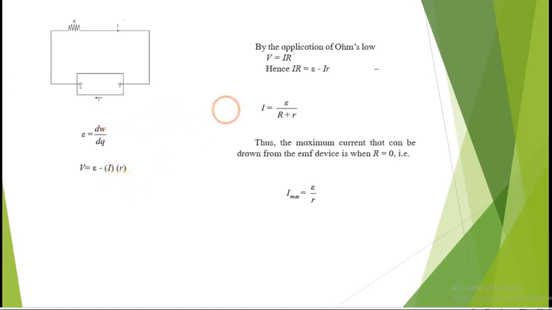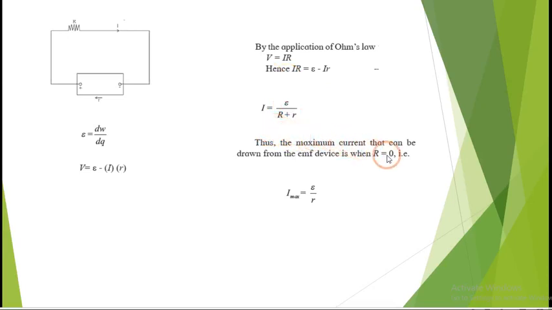Now, we know according to Ohm's law, V is equal to IR. Now, we have two values of V with us, that is V is equal to E minus Ir and V is equal to IR. We can compare both of them. IR becomes E minus Ir. Therefore, the value of I is equal to EMF upon R plus small r.